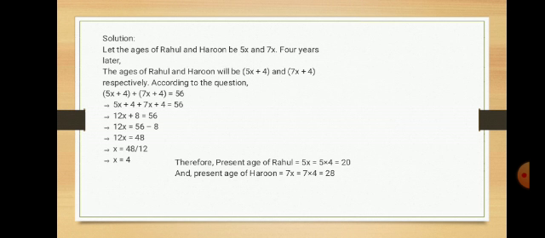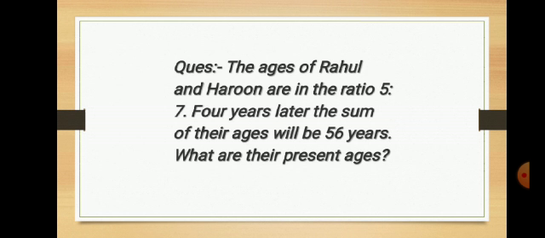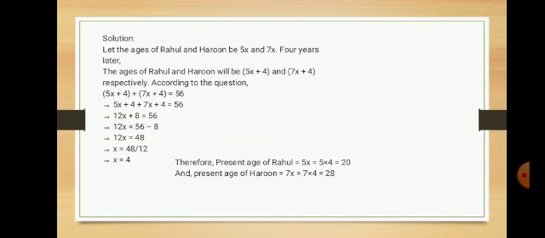Let Rahul's age be 5x and Haroon's age be 7x. But 4 years later, we will add 4 to the ages of Haroon and Rahul, so they will be 5x plus 4 and 7x plus 4. The sum of these together is equal to 56. The sum of 5x plus 4 and 7x plus 4 is equal to 56. 5x plus 7x is equal to 12x, and 4 plus 4 is 8. So 12x plus 8 is equal to 56.